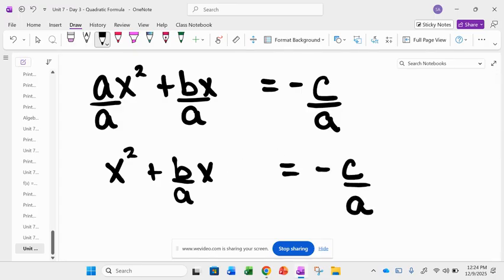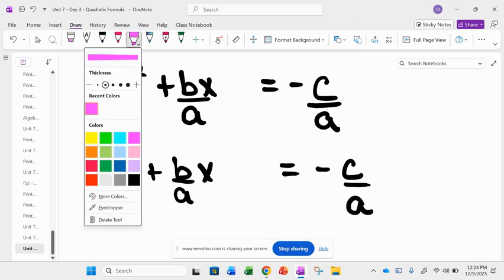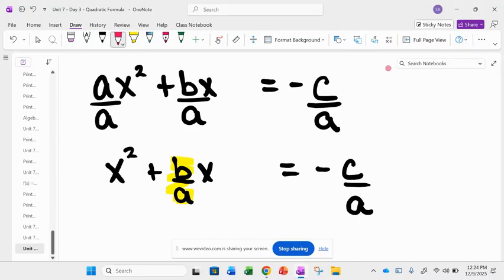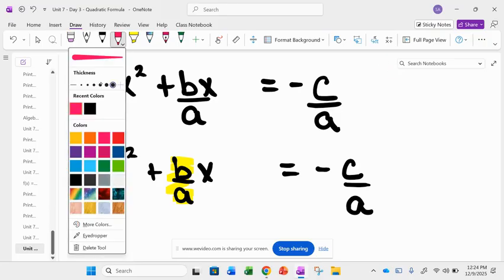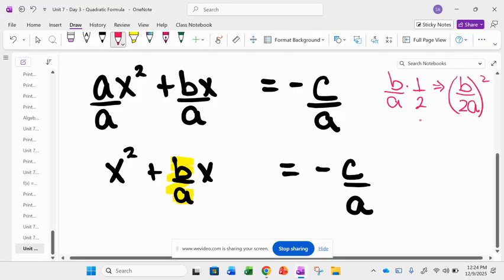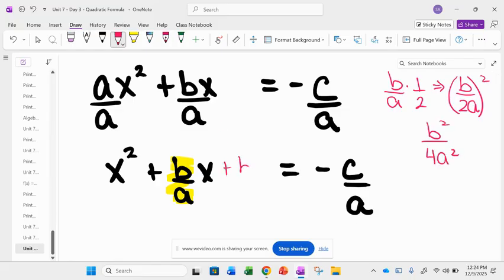Now we will complete the square. So we go to the x coefficient, which is b over a, and we take half of it. So I'm taking b over a and multiplying it by a half, where we get b over 2a. After I take half of the x coefficient, what do I have to do to it? Square it. So we end up with b squared over 4a squared. So I'm going to add b squared over 4a squared to the left side and to the right side.